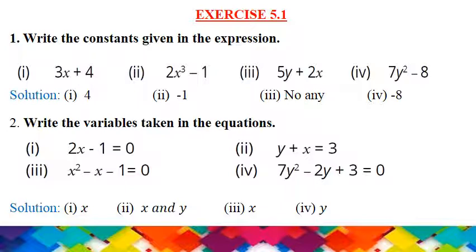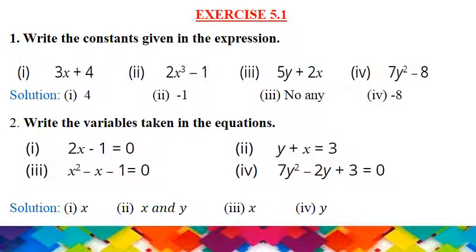The first question is 3x plus 4. As I told you that constant is a numerical or digit value. So in this question 4 is the numerical value, 4 is the constant. In the second one, 2x cube minus 1. So in this question minus 1 is the digit value, that is the constant.